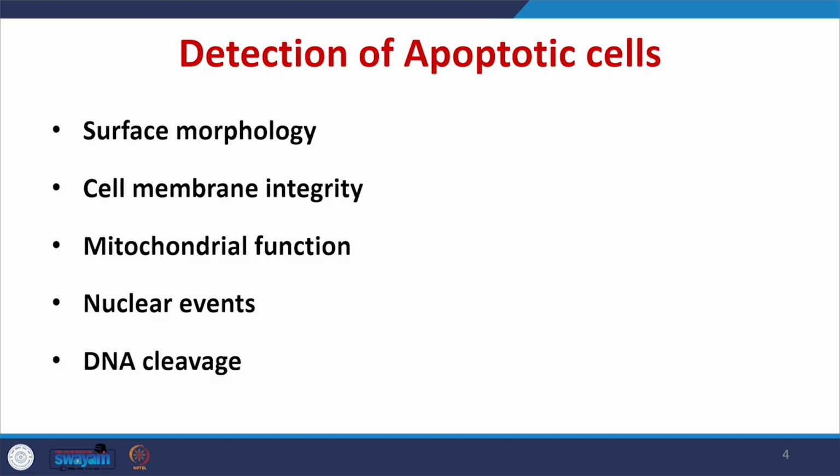Let us see how we can detect the apoptotic cells. The apoptotic cells can be detected by analyzing their surface morphology, cell membrane integrity, mitochondrial function, nuclear events, and DNA cleavage. In today's lecture, we are going to learn this more in detail. There are several types of in vitro apoptotic assays, and in today's lecture, we are going to learn some of the important in vitro assays.